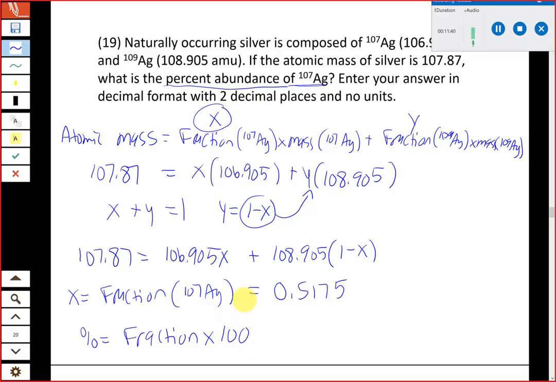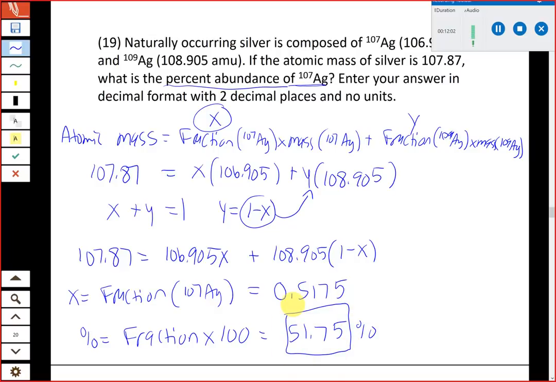I've seen a lot of people every semester I've taught this course make this mistake of reporting the fraction instead of the percent or vice versa. So just make sure you read the problem closely, and if it's asking for a percent, we need to multiply the fraction by 100 to get 51.75%, which is the number that we would actually put in. All right?